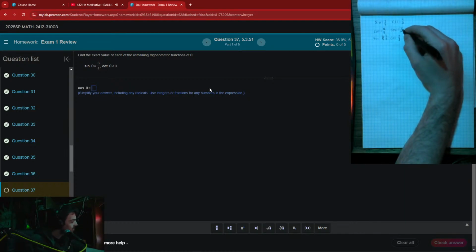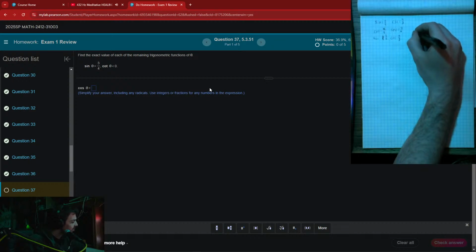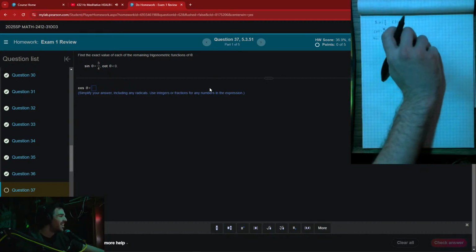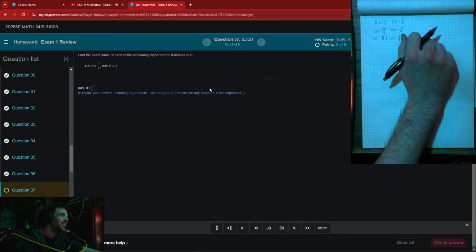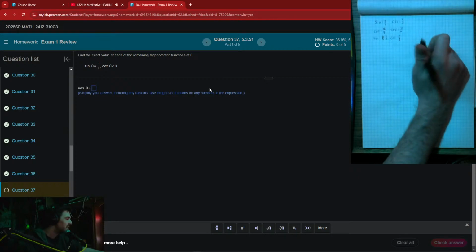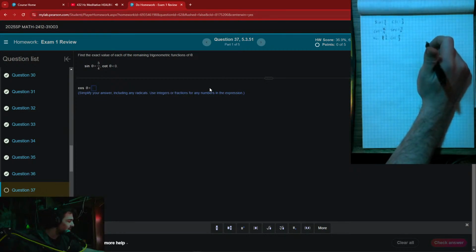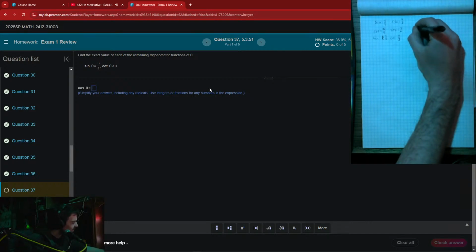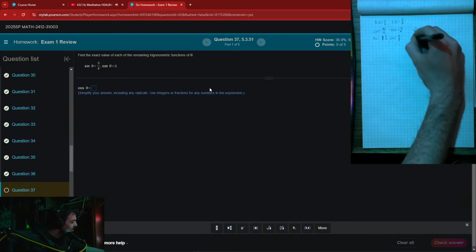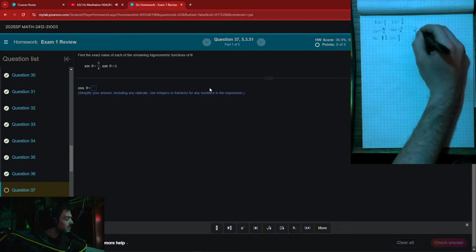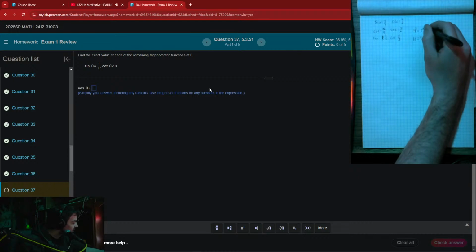Because I might be wrong here. Who knows? I've been wrong before. Okay, so 4 is our r. 4 squared is 16, which is equal to 3 squared, 9, plus x.